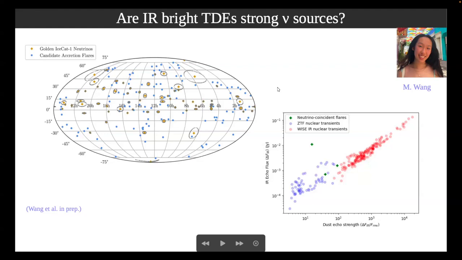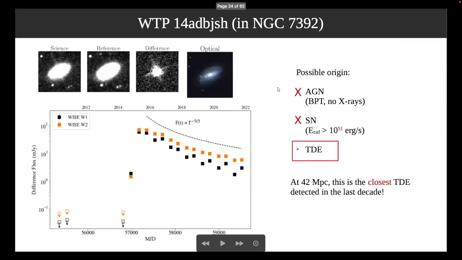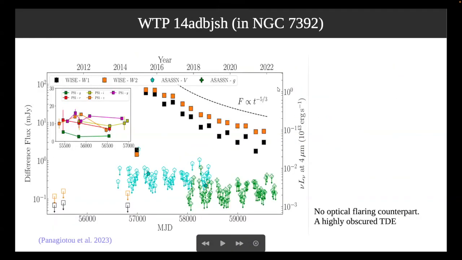Like in this galaxy here. It's in ZTF, so it's not the best, but you can tell there's a factor of 100 in difference imaging, at 40 megaparsec. If it was any kind of typical TDE at 40 megaparsec, ASAS-SN should have found it. So that's why we went with dust. But that's a good idea, so I will start thinking about it.